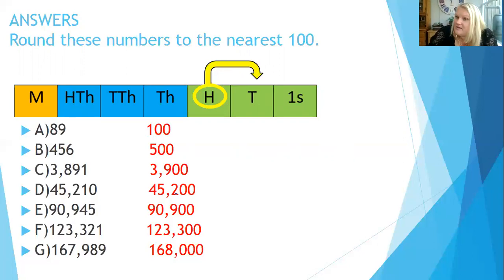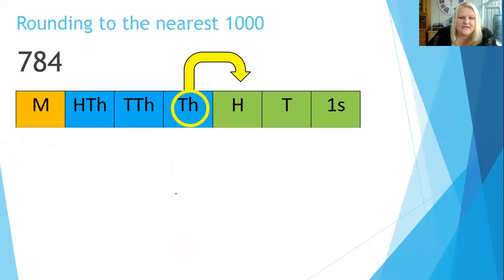Right, I bet you can guess where we're going now. Nearest 1,000. Exactly the same process. I've just moved my special circle and arrow up one more. So we're looking at these two columns now. The 1,000 is what I'm rounding to. So I need to look at the 100 column. Can you see how I've just gone, whoop, whoop, here it is.